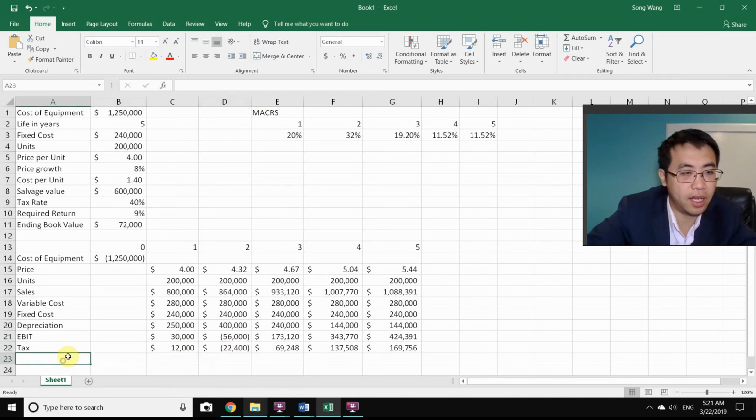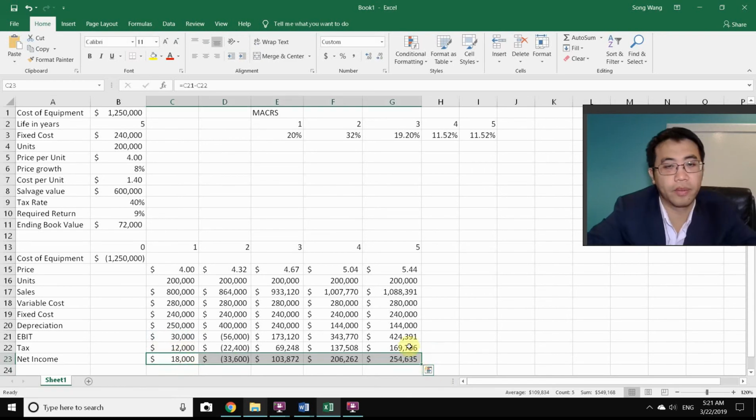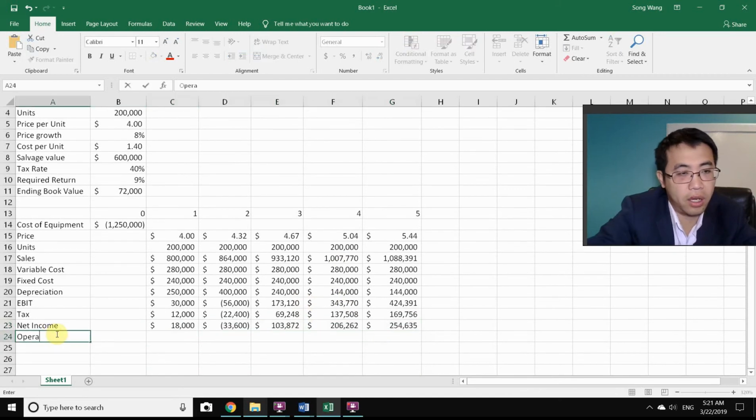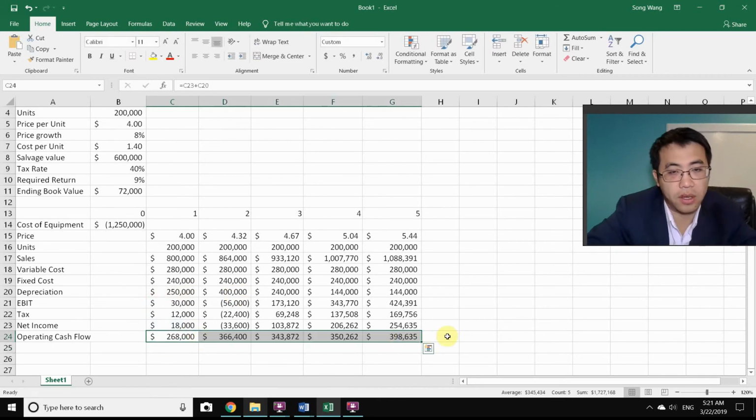And then you have net income. Net income is EBIT minus taxes. All right, and then drag it all the way. Then you're going to get the operating cash flow, which is your net income plus depreciation. You deducted depreciation at first, now it's time to add it back. So these are your operating cash flows for each year.